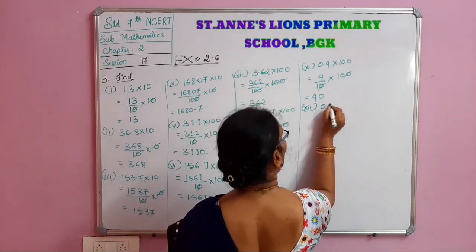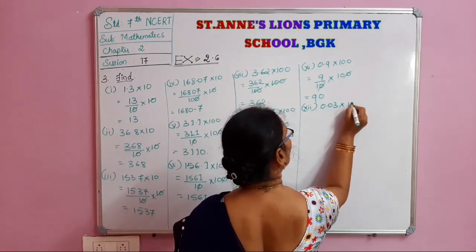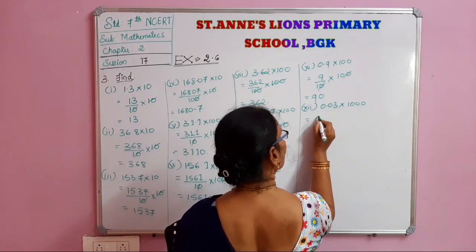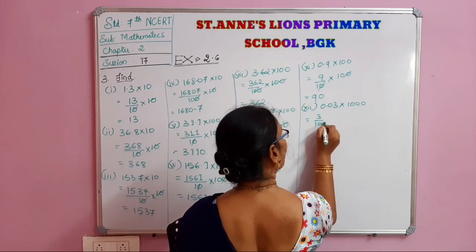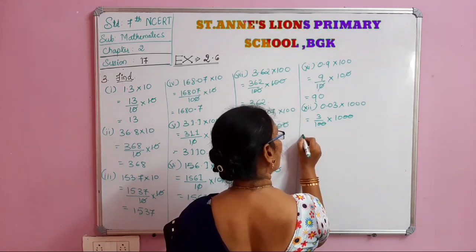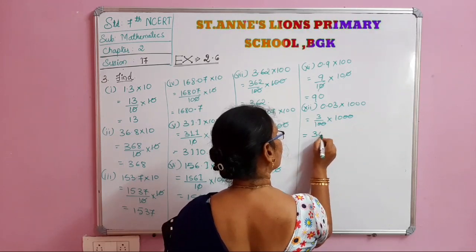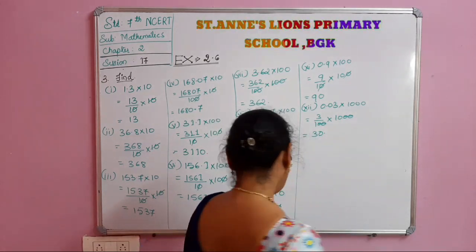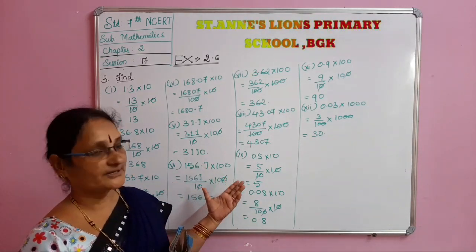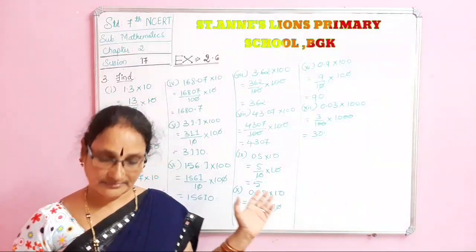0.03 into 1000. That is, see, units, tens, 100. 3 by 100 into 1000. 2 zeros got cancelled. 3 tens are 30, that is the answer. So this is the method of solving. Very simple sums. So please practice them, make perfect.